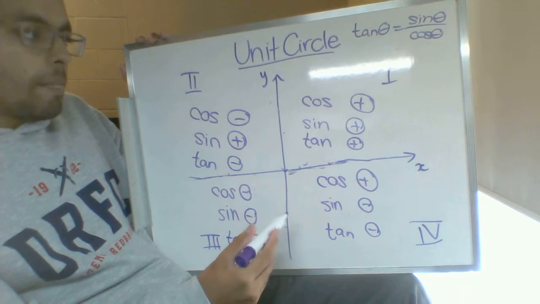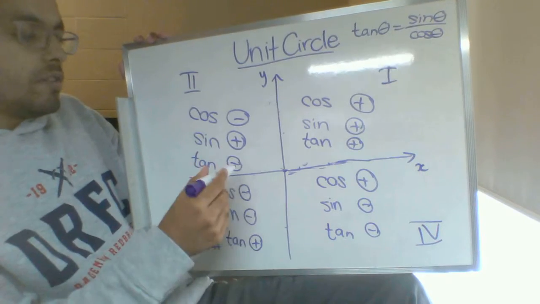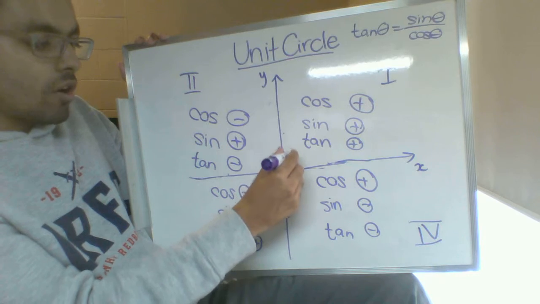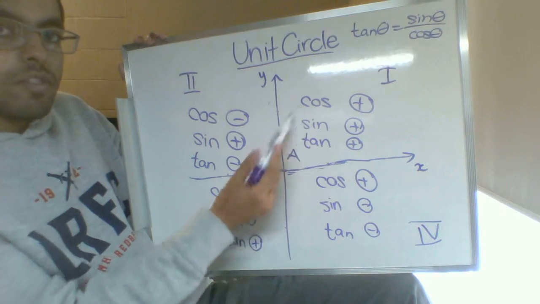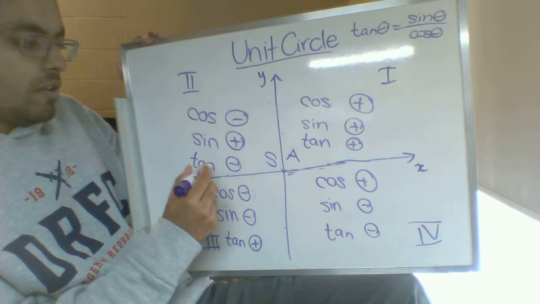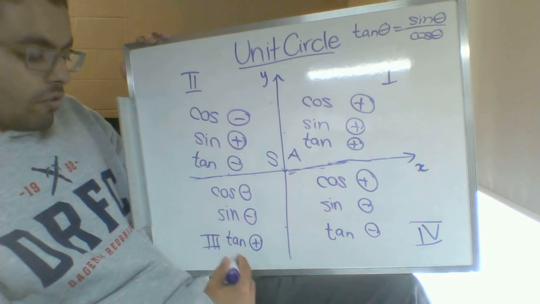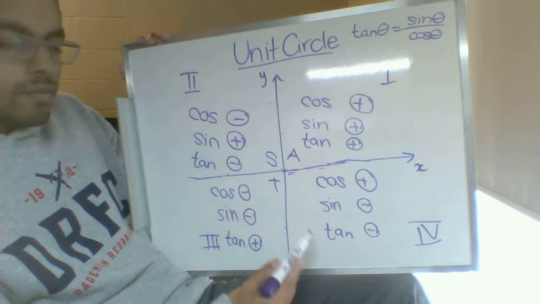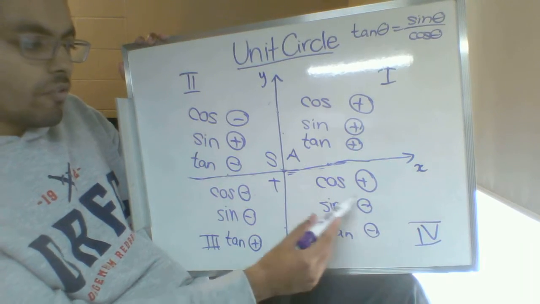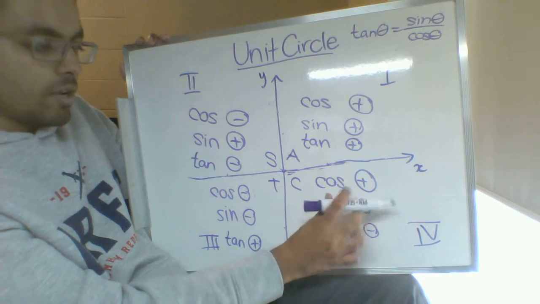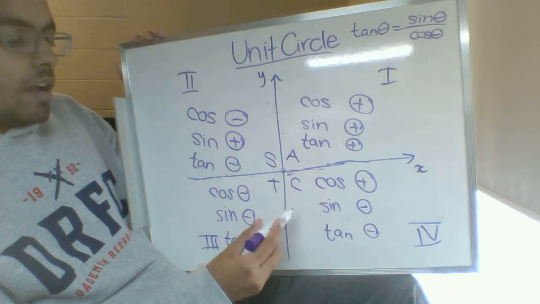Now if you look, up here all of them are positive, over here only sine, right? So I'm going to put an A for all in quadrant 1. All of them are positive. Over in quadrant 2 only sine is positive, so I'm going to put an S. Over in quadrant 3, only tangent is positive, so I've put a T. And over here in quadrant 4, only cosine is positive. That might look like a positive sign, that's a negative sign.